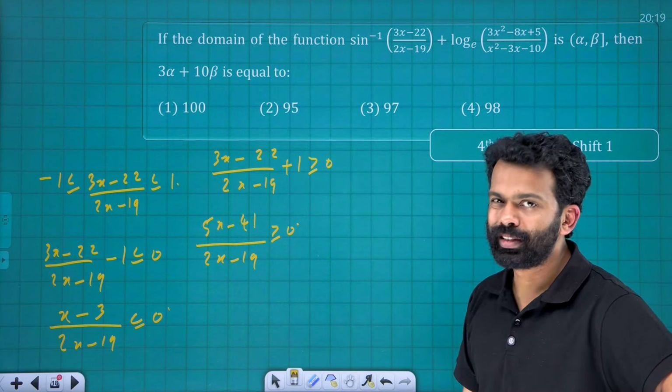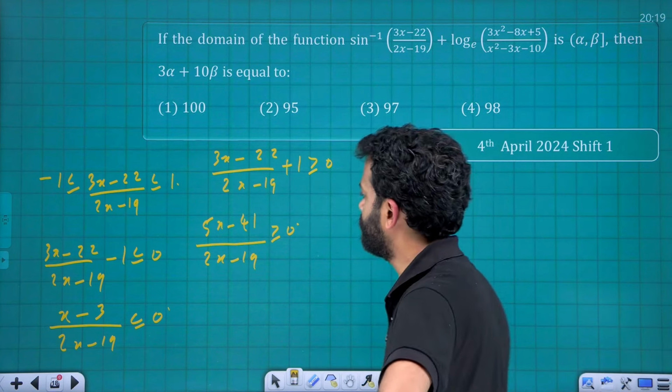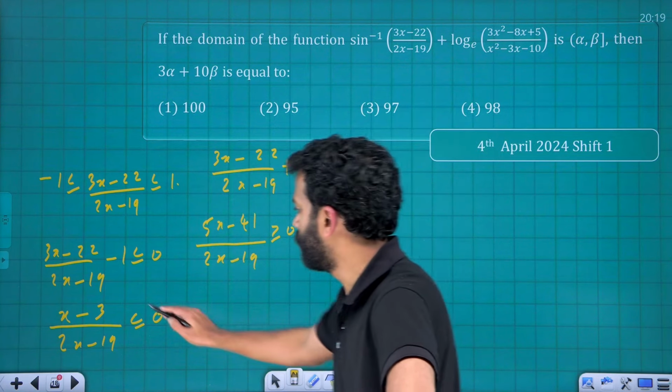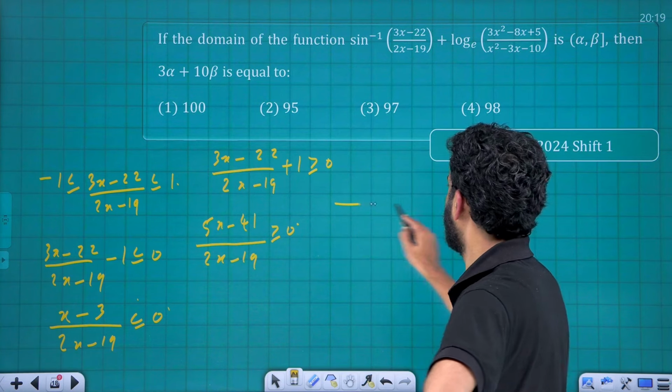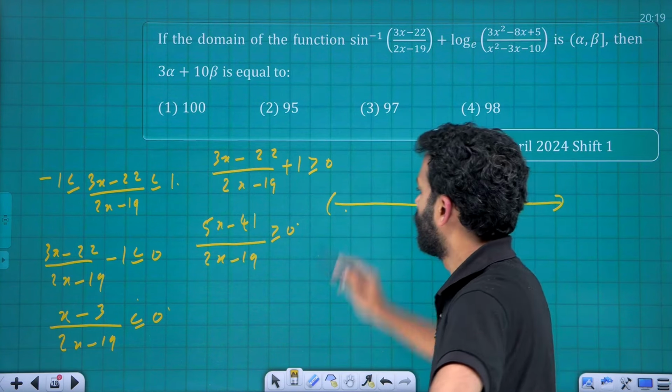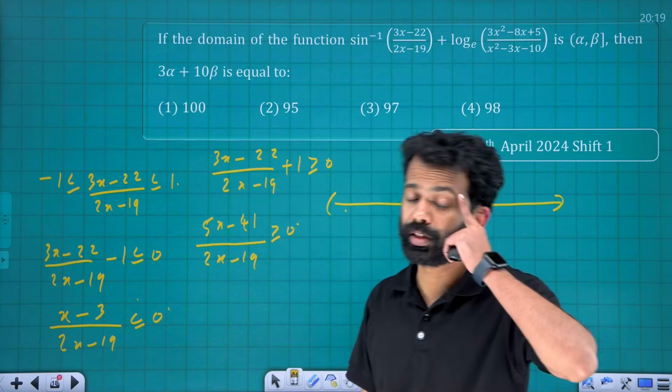Okay, slightly lengthy one, but doable. And we can formulate this. I am going to formulate this one first and this one after that. So let's start from a number line here. It will be like this. I have discussed this in the last class.